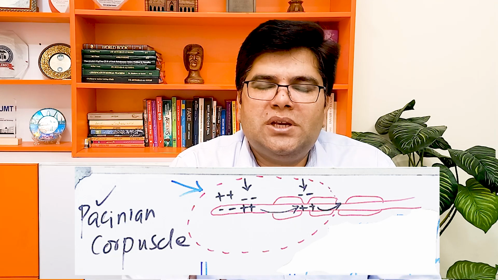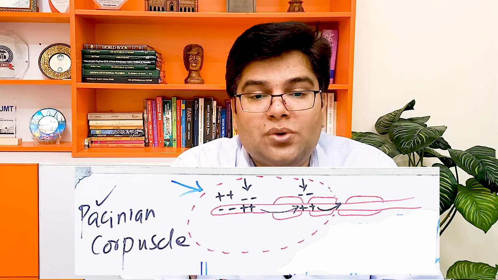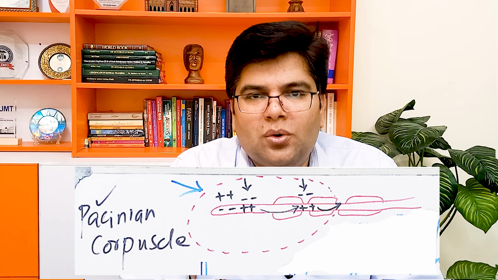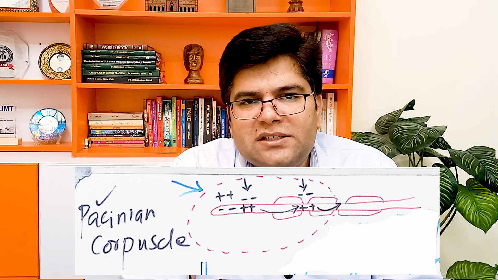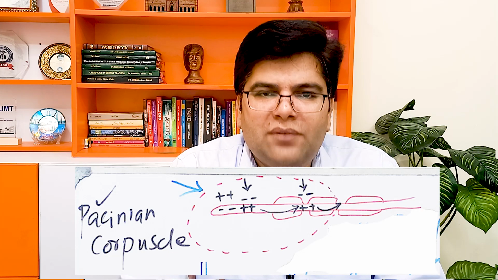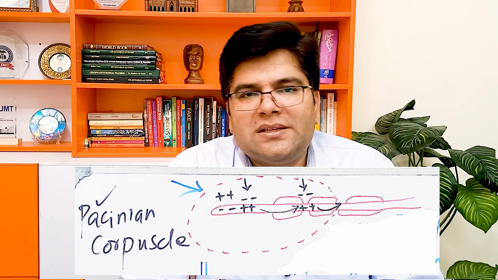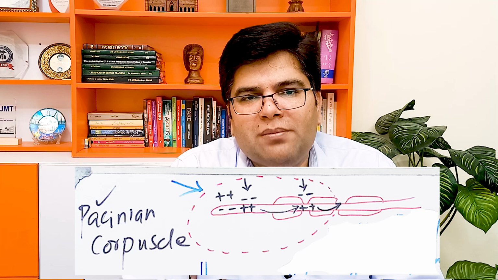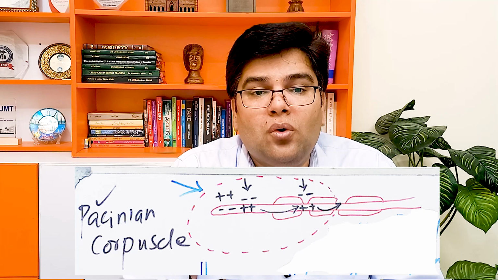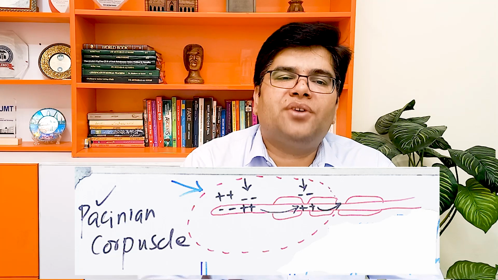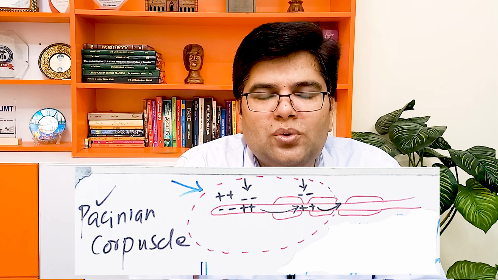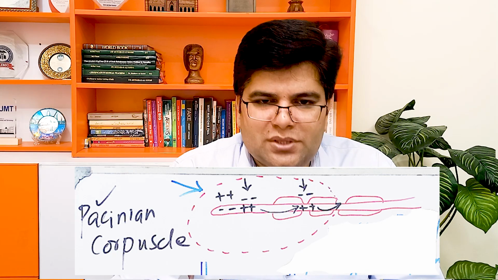When the threshold is achieved, there is opening of voltage gated sodium channels in the first node of Ranvier. Once action potential is generated in the first node of Ranvier, then this action potential jumps to the next node of Ranvier by saltatory conduction, and through positive feedback mechanism, this action potential travels along the whole nerve fiber. So this is how generator potential or receptor potential is produced in a Pacinian corpuscle.